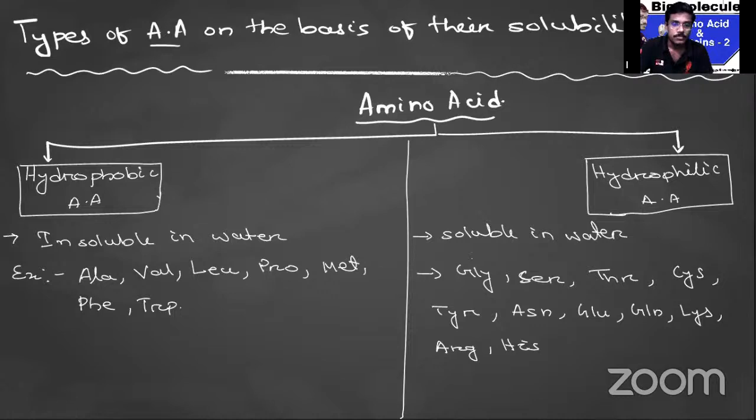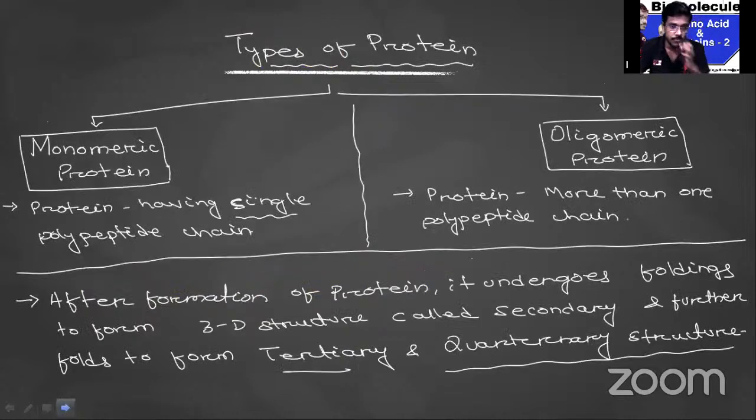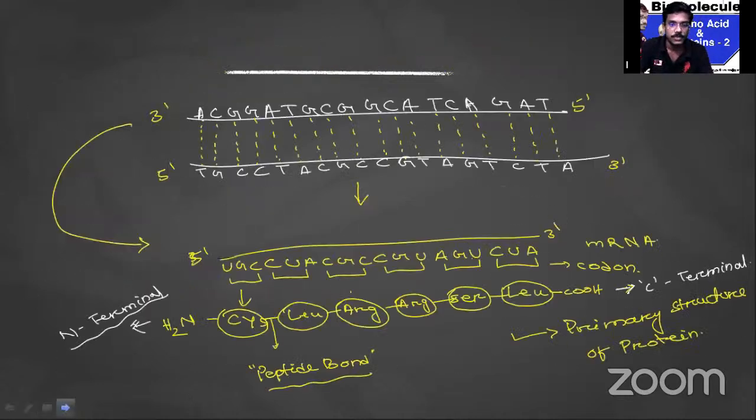These are the questions that we discussed in the last class. A protein has so many amino acids. Up to this point we have completed in the last class.